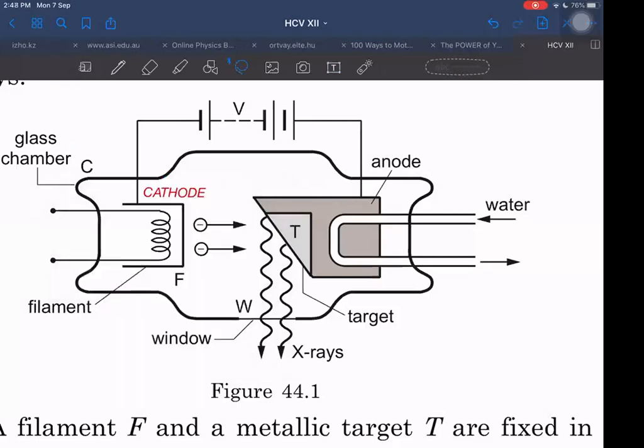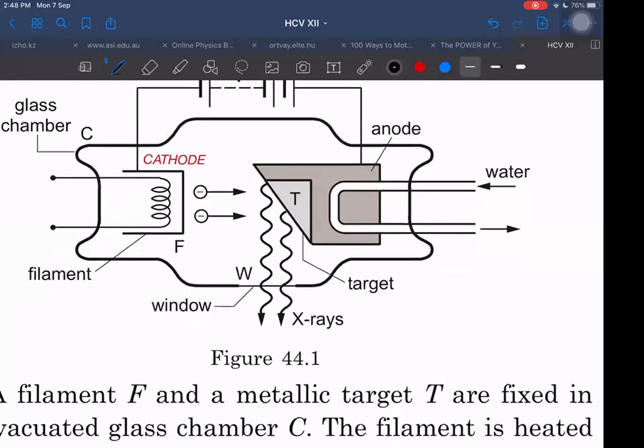This cathode will emit electrons from here. And this is the anode on the other side. This side is the anode. So while the electrons go here, they are accelerated through the potential difference applied here, V.